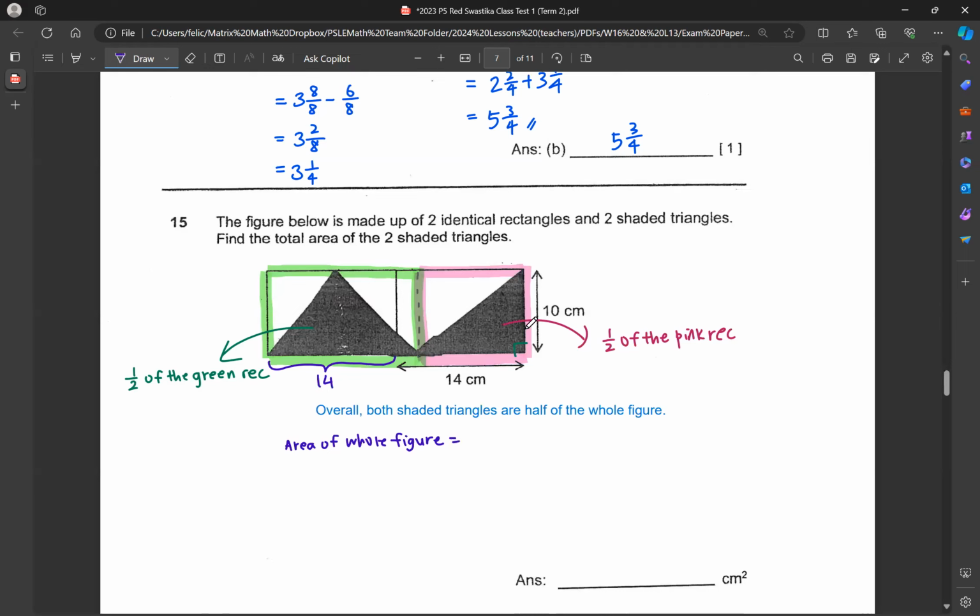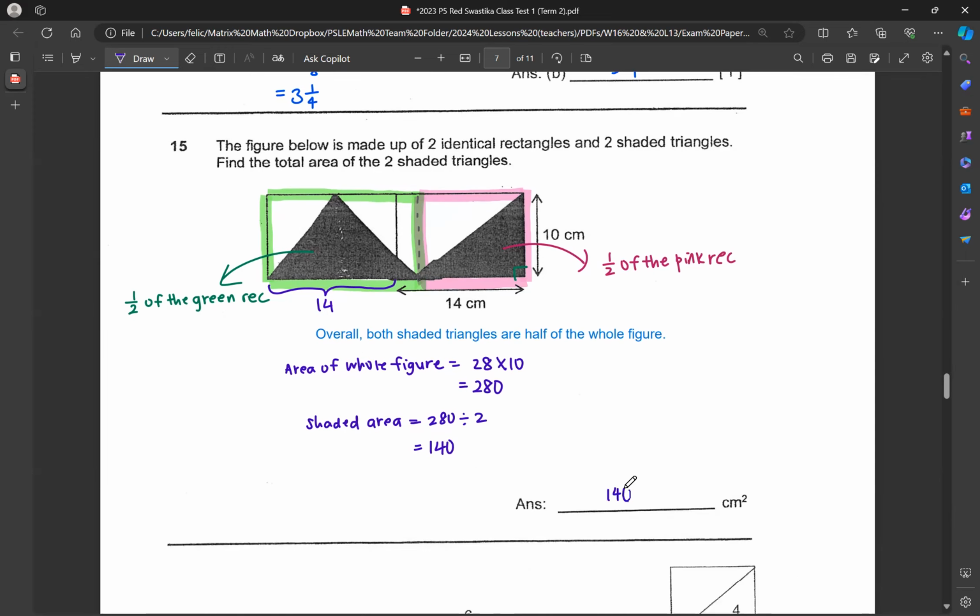Simply it is length times breadth. It's a rectangle. So the length is 28 cm times the breadth of 10 cm, which is 280. So now I can find just the total shaded areas. Total shaded areas will be half. Like I said just now, the shaded triangles are half of the whole thing. So if it's half of the whole thing, that means 280 divided by 2. And that gives us 140 cm squared.